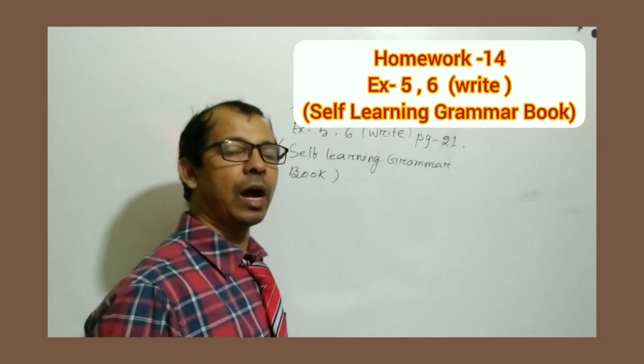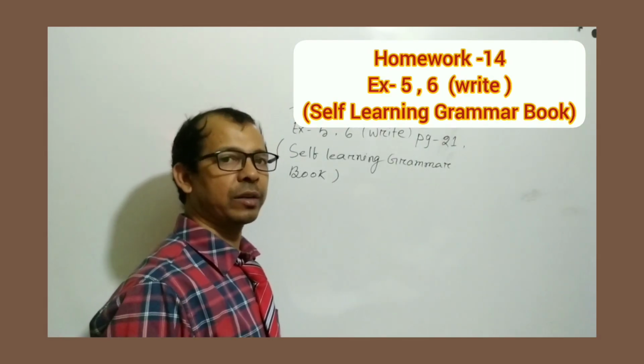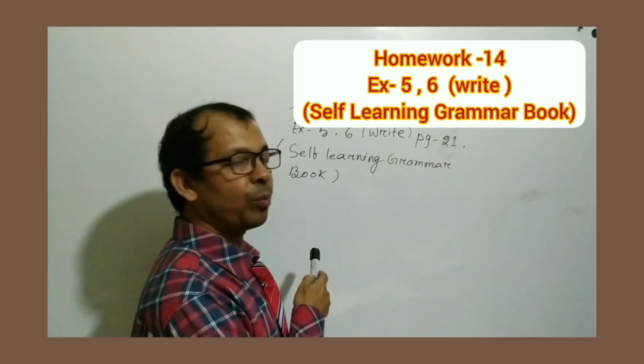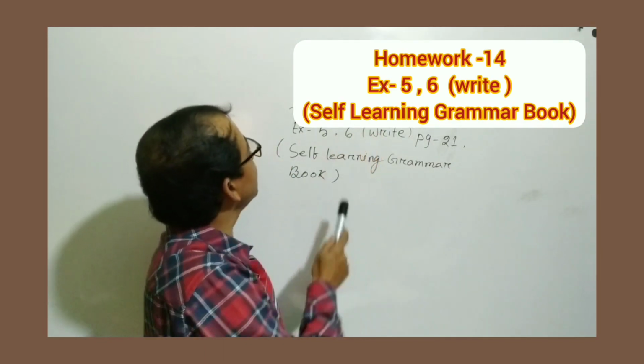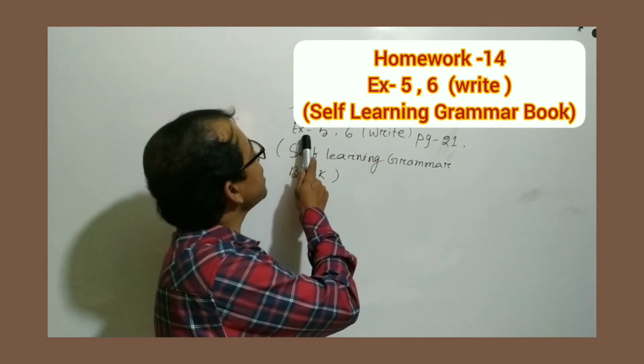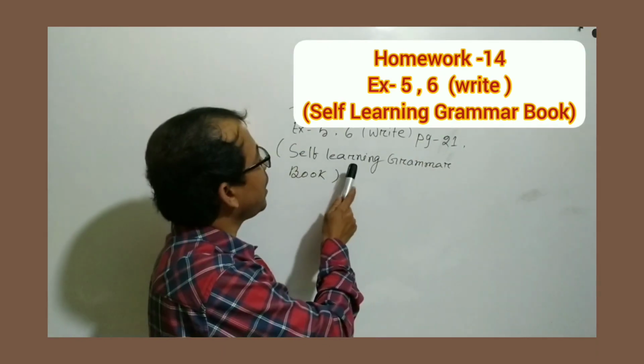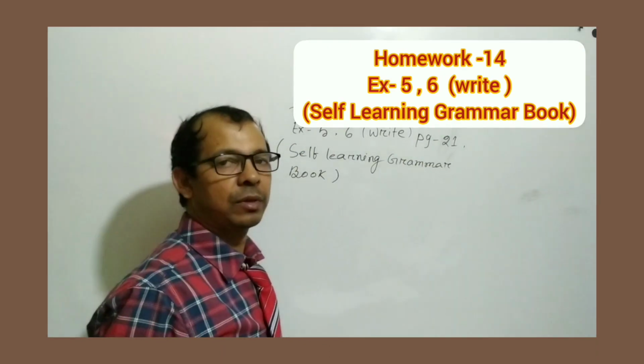My dear student, now I'll give you homework. So open your diary. Your homework number will be 14. Here, exercise 5-6, write page 21, self-learning grammar book. Okay, my dear student?